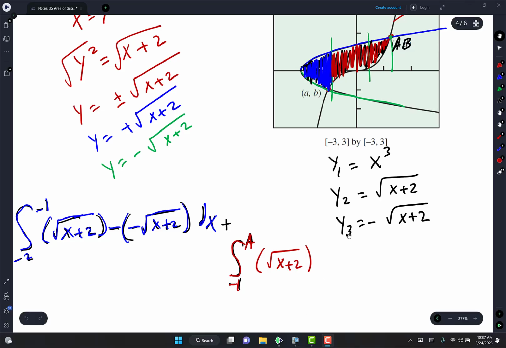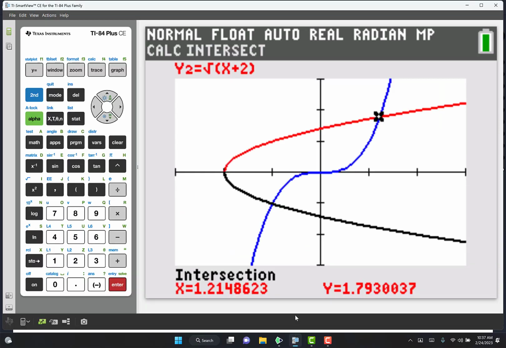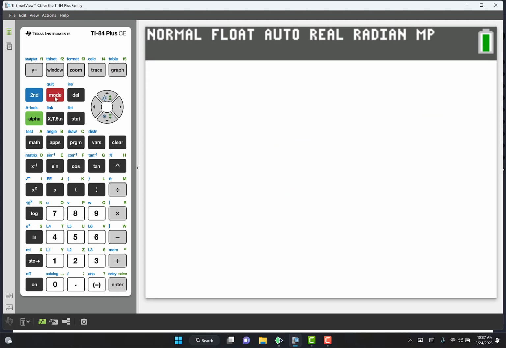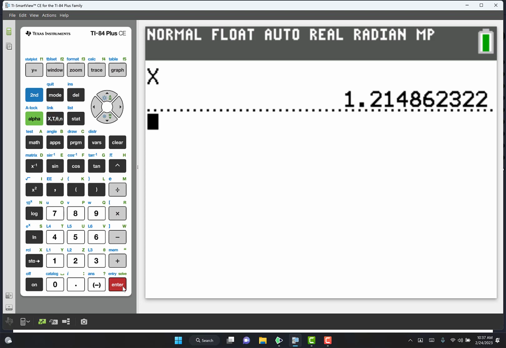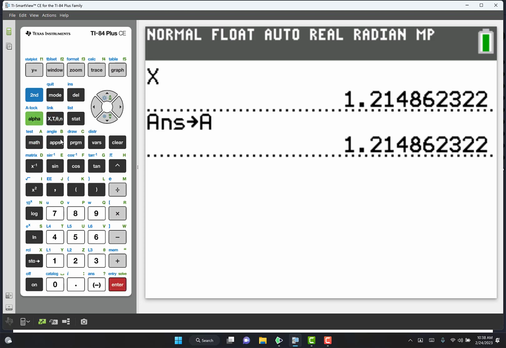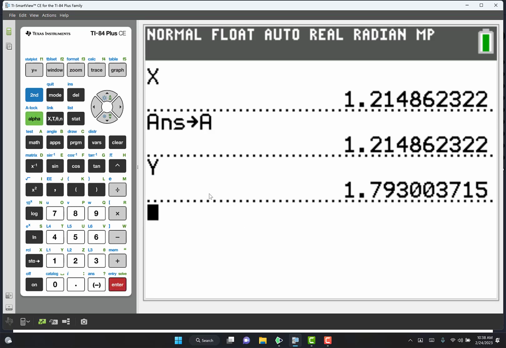All right. We're back where we finally left off. So let's find this intersection again. There it is. 1.21, 1.79. I'm going to go to the home screen. All right, here we go. X, enter, store that to A, alpha A. Here's another run at it. And then I'm going to go alpha Y, enter. There it is. That's my B. So I'm going to store alpha B.